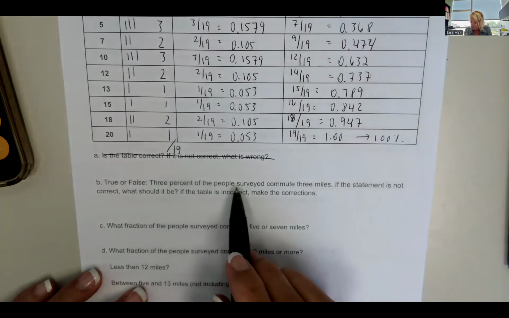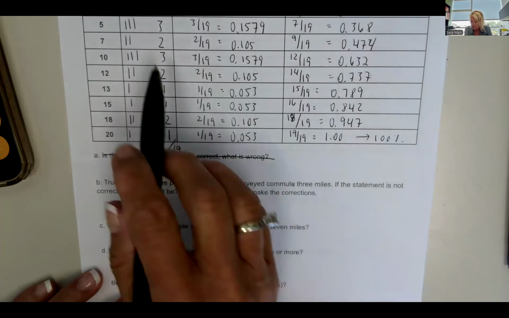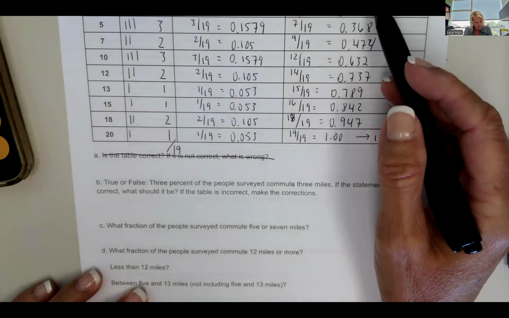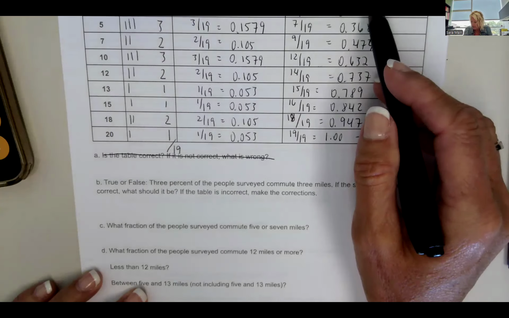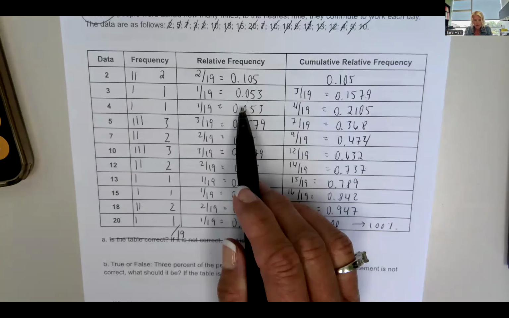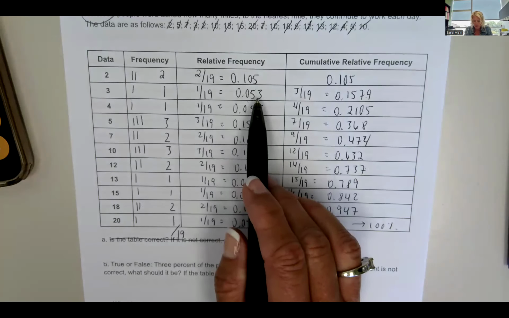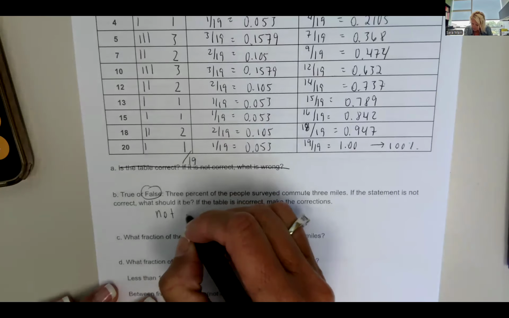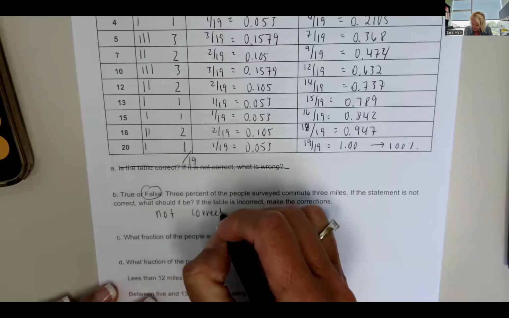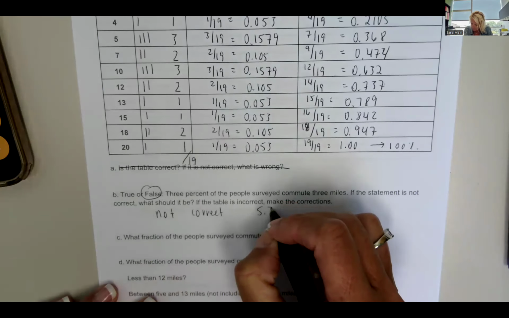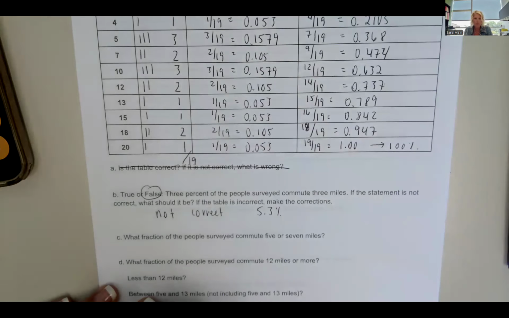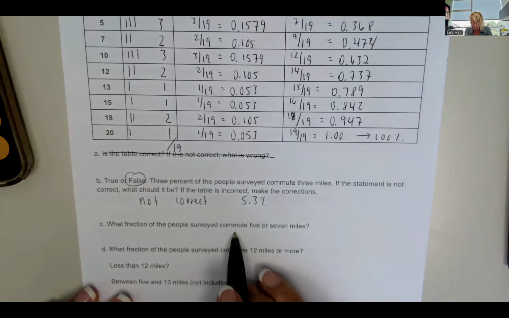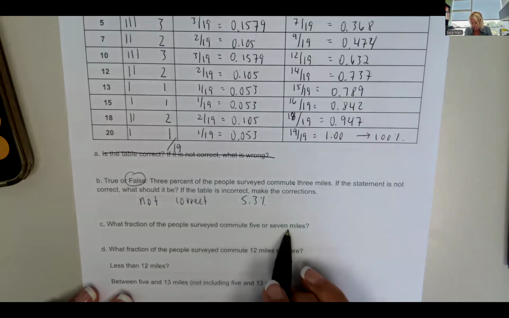So 3% of the people surveyed commute 3 miles. That is not correct. We actually have 5.3%, 0.053. So that was false. So it's really 5.3% commute 3 miles. What fraction of the people surveyed commute 5 or 7 miles?